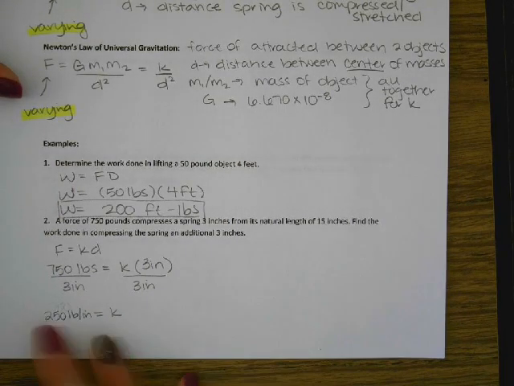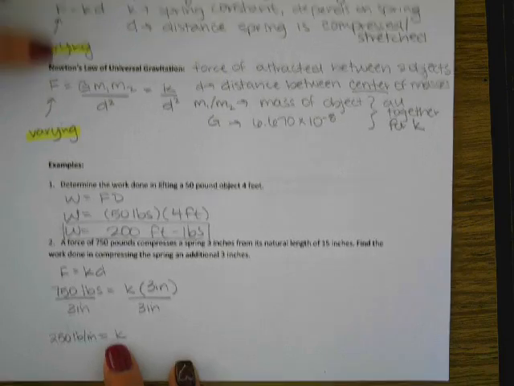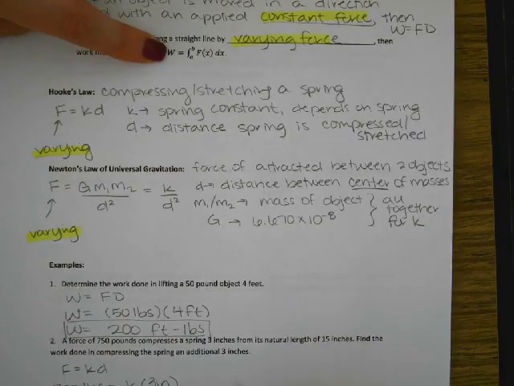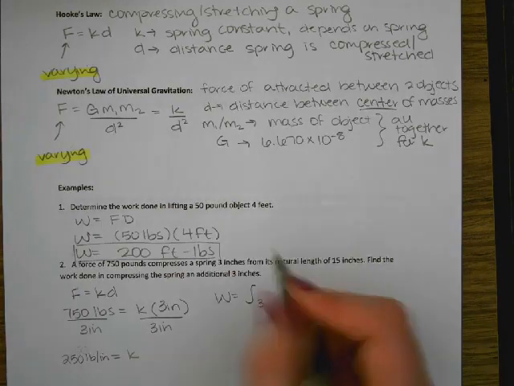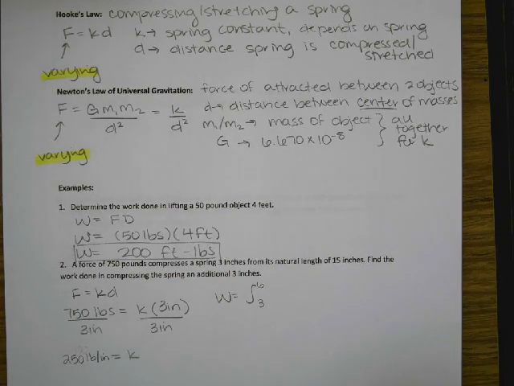So now that I've figured out what my k value is, now I can go back and say I'm going to use work equals the integral. So I'm going to compress it an additional 3 inches. Right now it's compressed at 3, and if I compress it an additional 3, then it would be compressed by 6 inches total. So I'm going from 3 inches to 3 more.